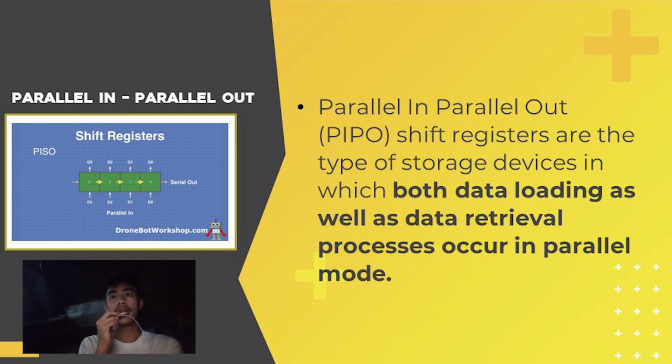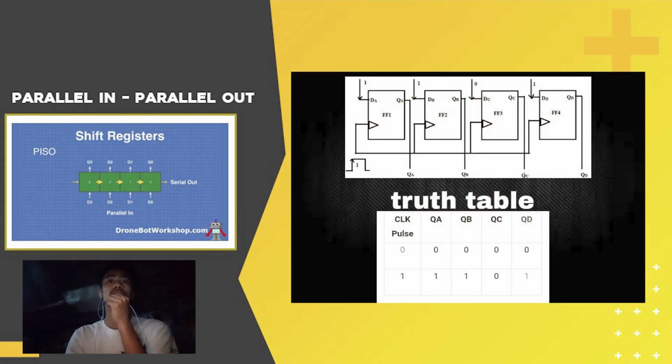Parallel in, parallel out, or PIPO are the type of storage devices in which both data loading as well as data retrieval processing occur in parallel mode. So ito pong PIPO register is simply utilized like a temporary storage device. So similar lang po siya sa ating i-discuss na SISO register. So nag-work po siya is like a parang delay element.